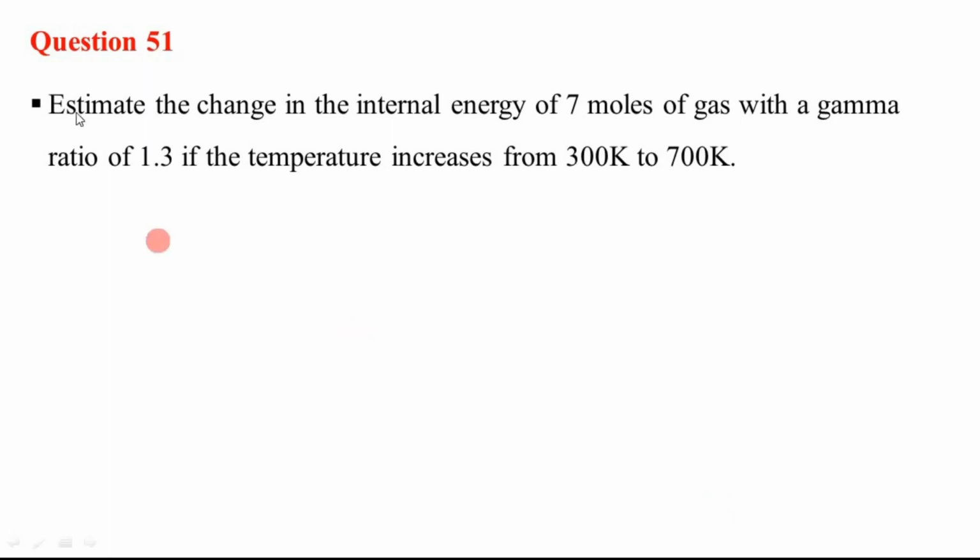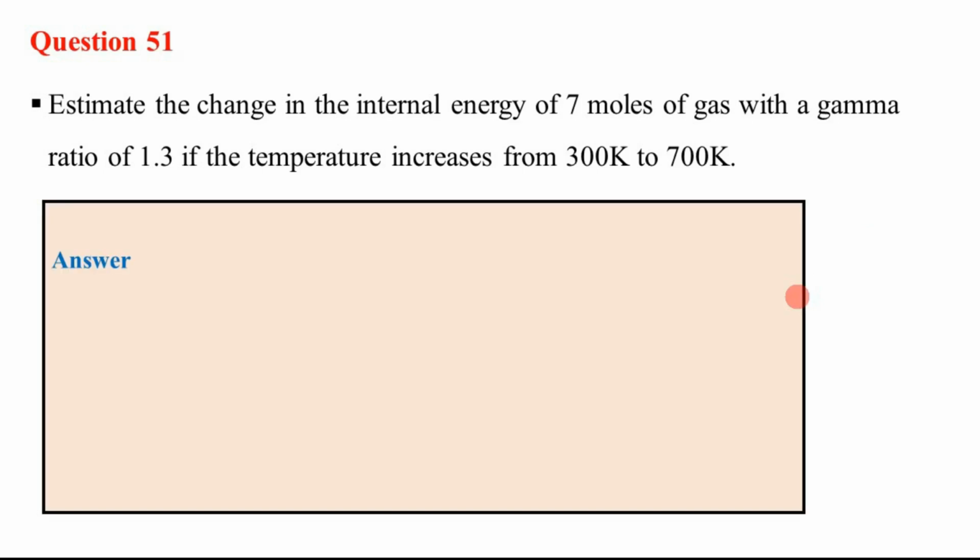Question 51 is saying, estimate the change in internal energy of 7 moles of gas with a gamma ratio of 1.3 if the temperature increases from this temperature to this temperature. So remember, we have seen the CV. When you have the gamma, then you can also calculate the change in internal energy.